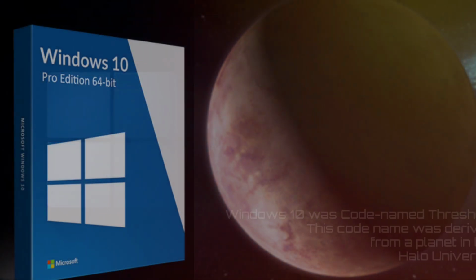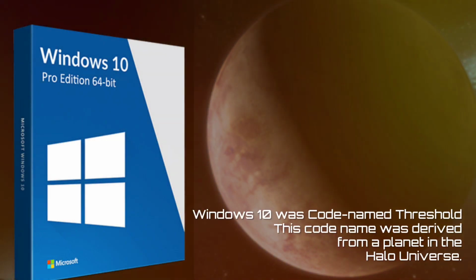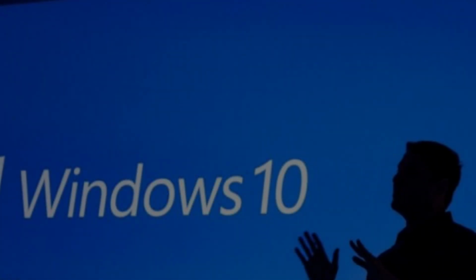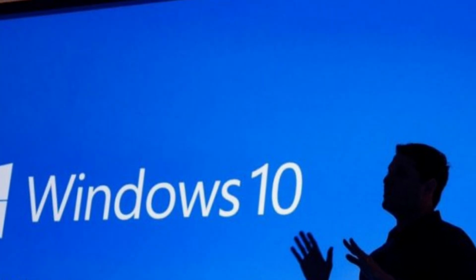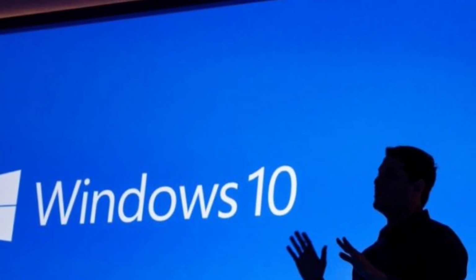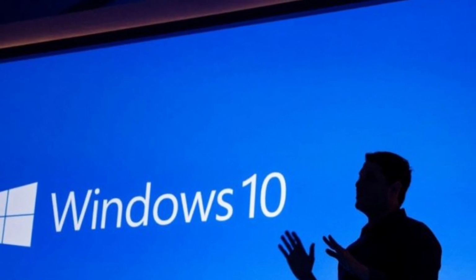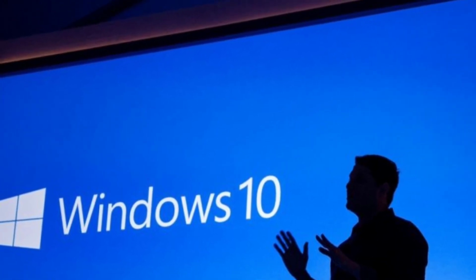When under development, Windows 10 was codenamed Threshold. This code name was derived from a planet in the Halo universe. Before the release of Windows 10, mainstream media and tech enthusiasts were expecting Threshold to be dubbed Windows 9. On September 30, 2014, Microsoft surprised everyone when they announced Windows 10.